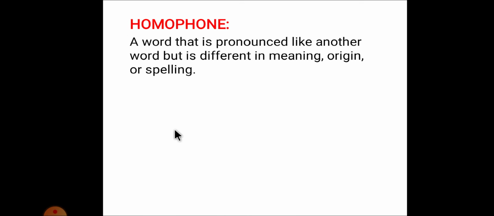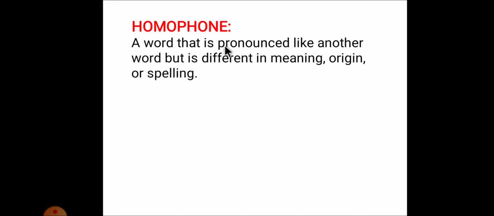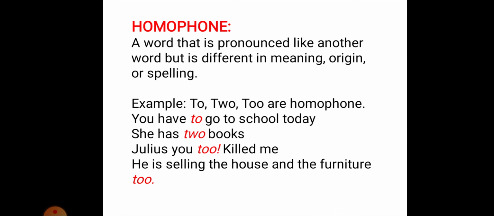Next, homophones. A homophone is a word that is pronounced like another word but different in meaning, origin and spelling. The examples are to, two, too. So the utterance is same but the spelling and meanings are different. You have to go to school today. She has two books. Julius, you too killed me. So here Julius said to Brutus, you too killed me. Then he is selling the house and the furniture too. So these words are homophones.